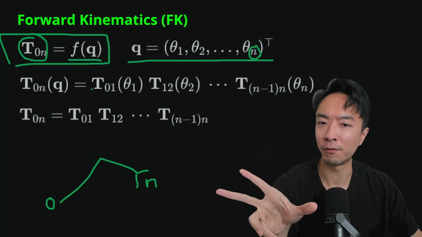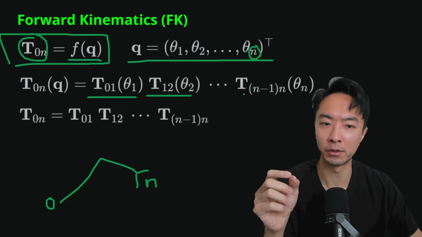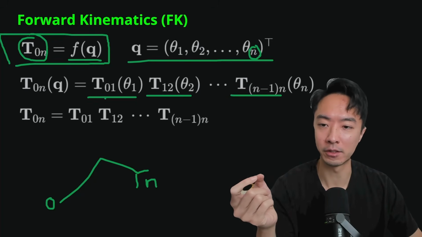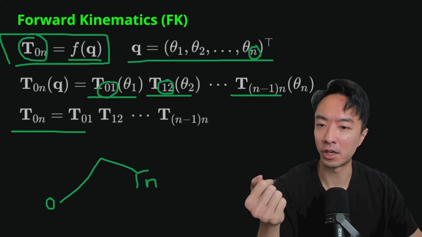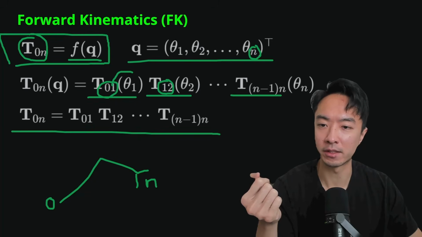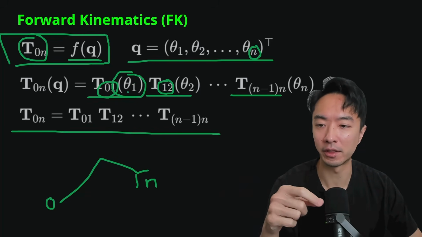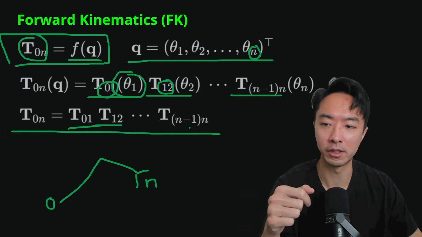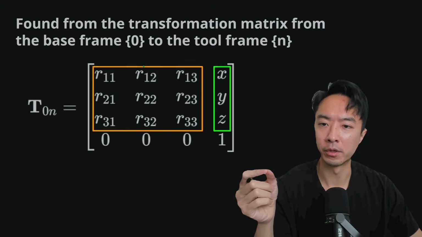What you have when you expand it out is the multiplication of all your transformation matrices from the base to the tool end. So you see right here, we have 0 to 1, 1 to 2, and so on. You could also write it in a more compact form right here. We're just suppressing some of the parentheses and input arguments for the theta, and writing it simply as T01, T12, and so on.